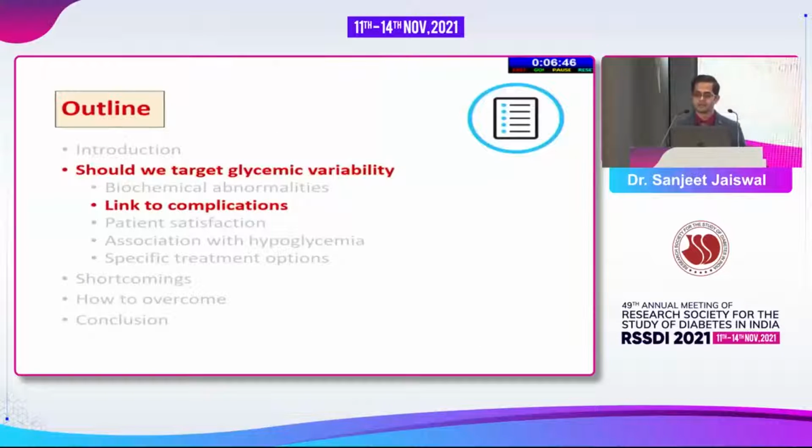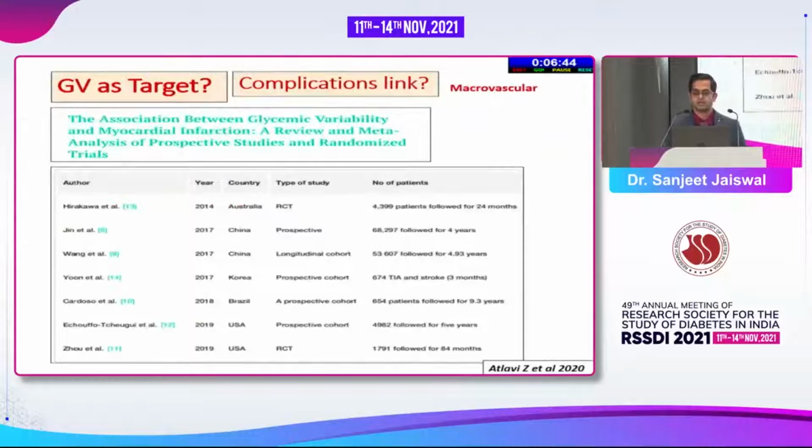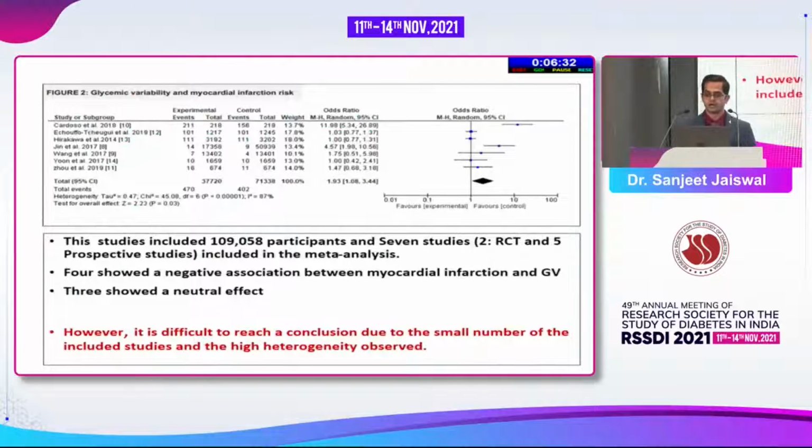What are the links of complications with glycemic variability? This meta-analysis looked at the risk of macrovascular complication with glycemic variability, with seven studies in which RCTs were also included. In this forest plot, we can see three studies have a neutral effect on CV outcome, and four studies have shown a negative association between myocardial infarction and glycemic variability. Hence, the author has concluded that it is difficult to reach a conclusion due to the small number of included studies.